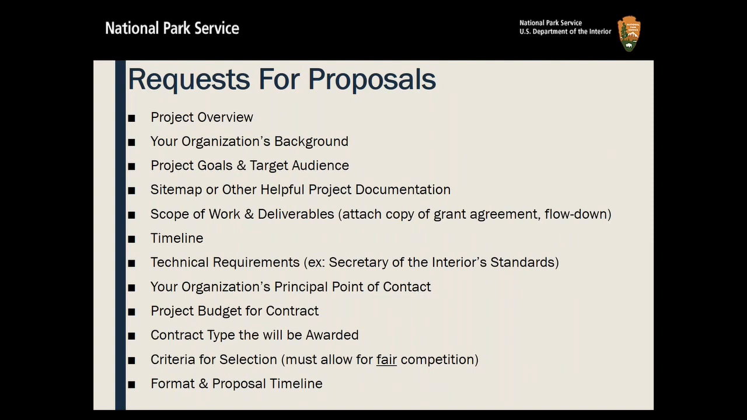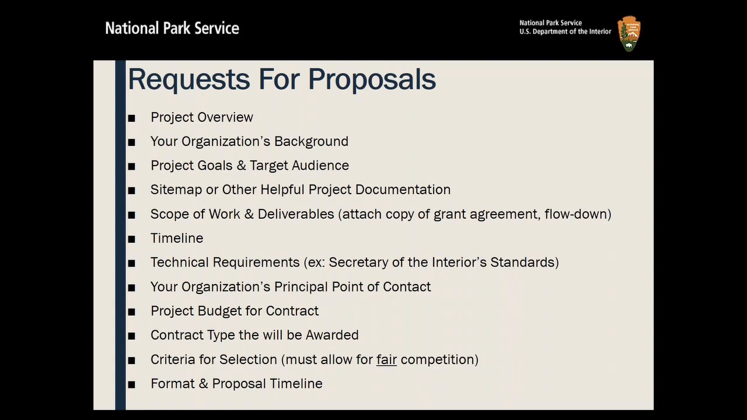If you're going to do a request for proposals, this is just a short list of things that should be included in that. You want to have a project overview, a little bit on your organization, and you want to list the project goals or the target audience. You want to have a site map or any other helpful project documentation, the scope of work and deliverables, and we recommend that you attach a copy of your grant agreement to the RFP so that they know exactly what is in your grant agreement.